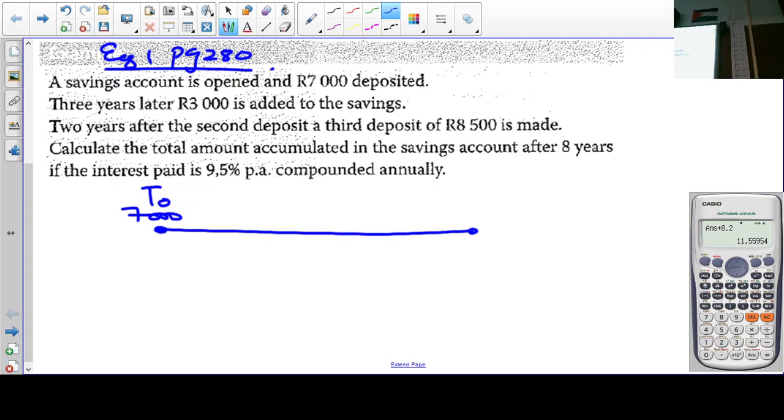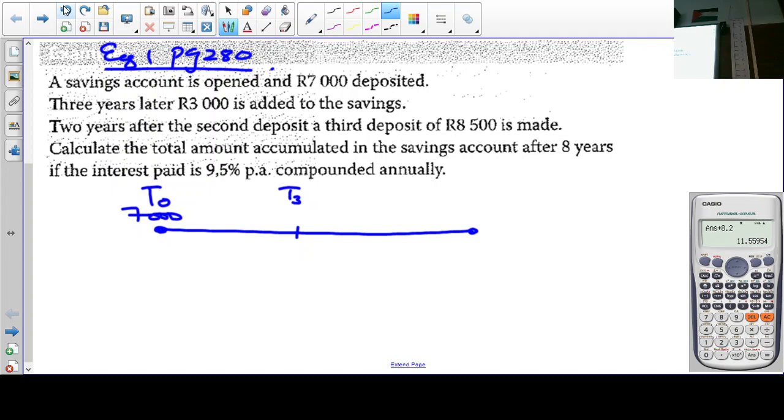3 years later, 3,000 rand is added to the savings account. So what do I do now? I mark this as T3. It was 3 years later. When I said 5 years later, I would have put T5. 6 months later, I would have put T0.5 or T6 over 12. Why? Because these values represent the time in years. Make sense, people? That's 12 and a half years, 12.5. 18 months will be T1.5, because 18 divided by 12 is 1.5.